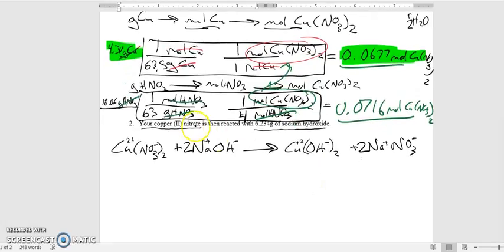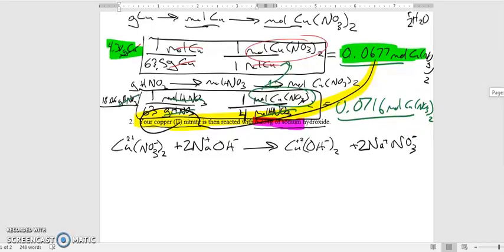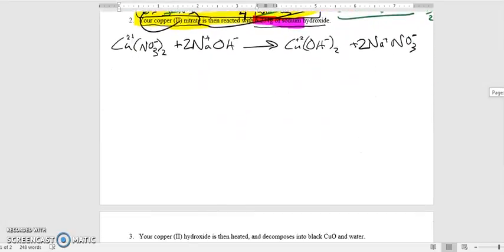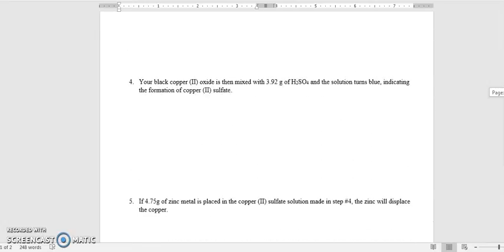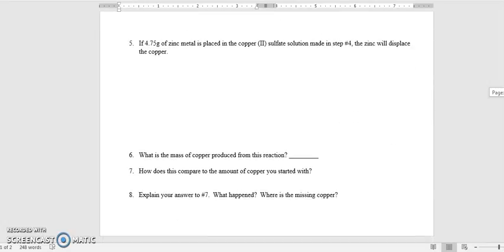You use your copper 2 nitrate, which is 0.0677 moles. That's what this is. Let me link that together for you. Is this. And then you do it again with this other stuff, which is right there. See, but you can read it on your paper. And then you keep going. Whichever one makes the least amount is what you do when you keep going. Now, when you get to the very end, you're going to be asked this question.